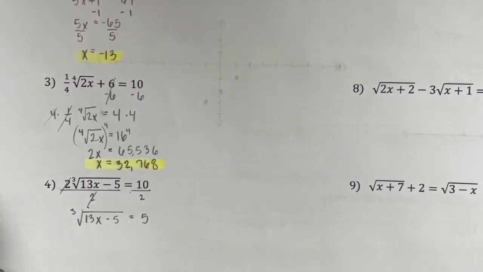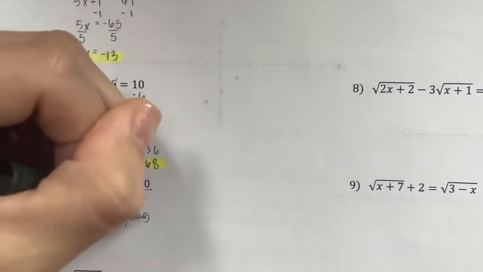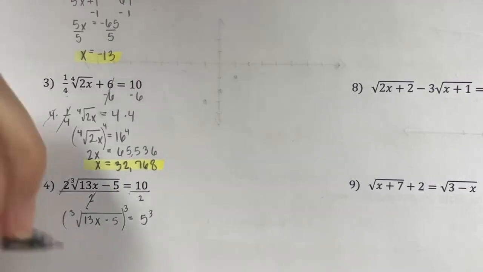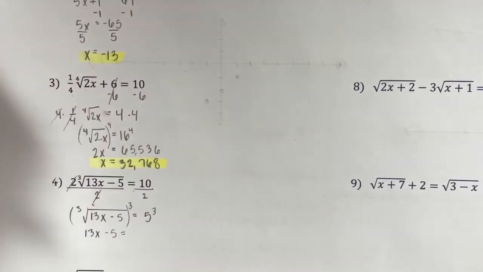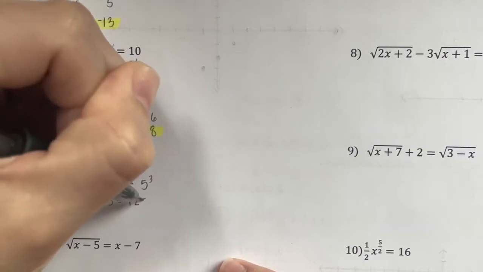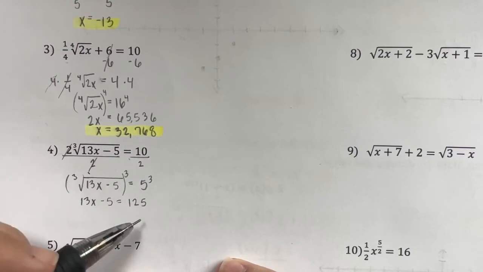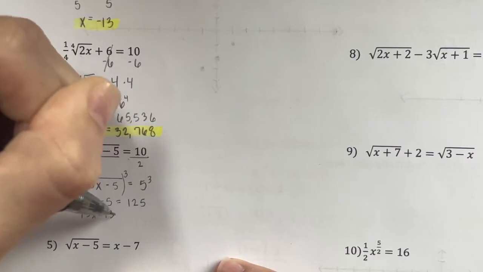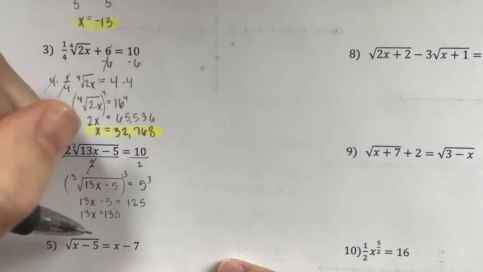And now my radical is isolated, so to undo it, I can raise both sides to the third power since it's the cube root. The third power cancels out the radical, and on the left side, I'm just left with 13x minus 5, equals 5 cubed, so 5 times 5 times 5 is 125. From there, I just need to move everything away from the x. So I'm going to add 5 to both sides. That would be 13x equals 130. And then if I divide both sides by 13, I end up with x equals 10.